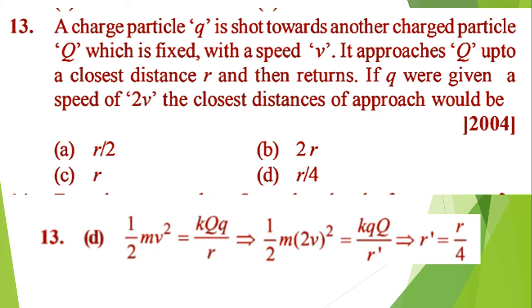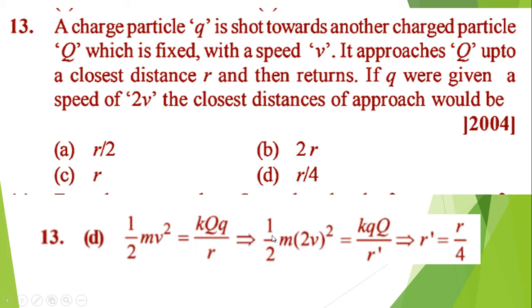So we apply the conservation law of energy. The kinetic energy of the small charged particle q is converted into the electrostatic potential energy of the system of charges. That means small q and capital Q make a system of charges. Now we apply the conservation law of energy. Half m v square is equal to the electrostatic potential energy, K capital Q small q by r.